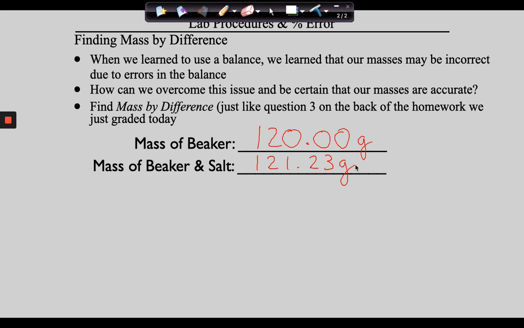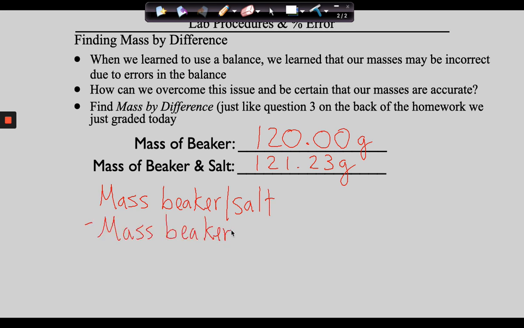So in order to figure out the mass of the salt, we need to subtract. But first we need to tell our reader what we're subtracting. So we go like this. Mass of the beaker and salt minus the mass of the beaker results in the mass of the salt. That is the only way to represent this calculation.